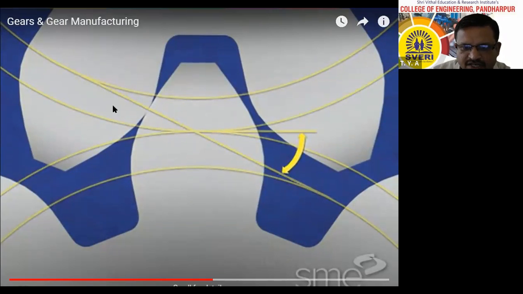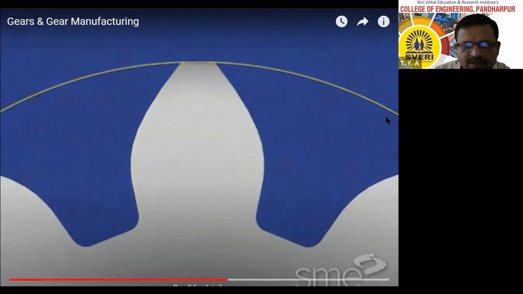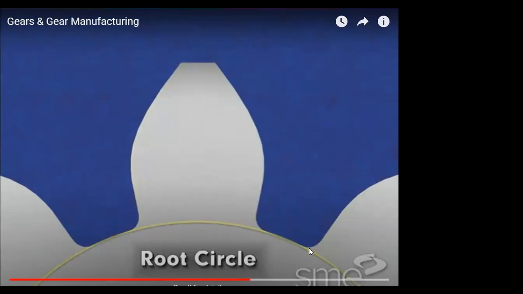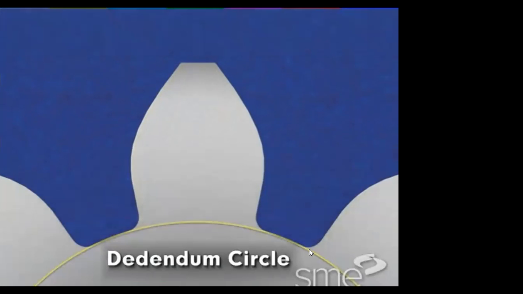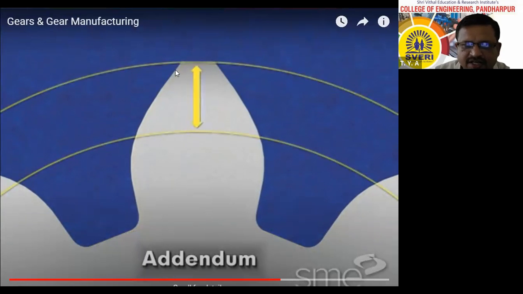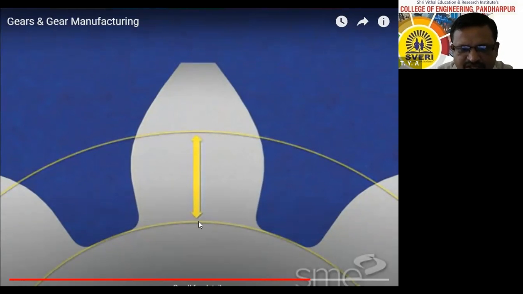This is the pressure line. See, this is the addendum circle, the outside circle. This is the gear tip. This is the root circle. This is the pitch circle. This is the addendum circle. This height is the addendum. The radial distance from the pitch circle to the addendum circle is known as the addendum. The radial distance from the pitch circle to the dedendum circle is the dedendum. This much distance is the dedendum.